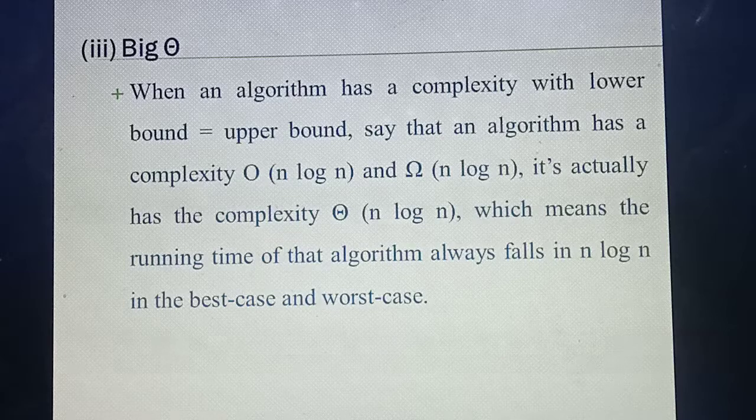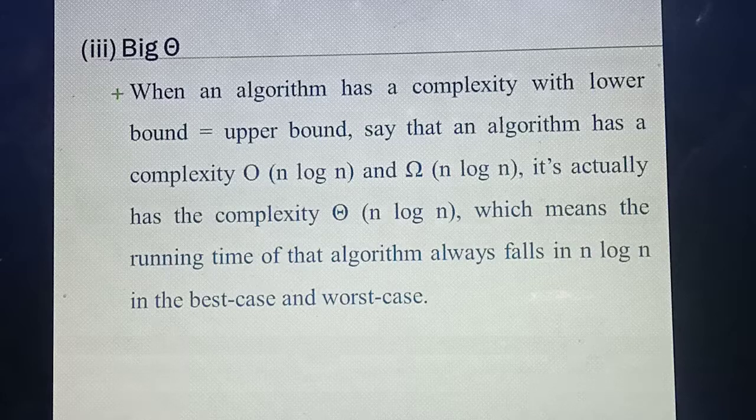What are the 3 asymptotic notations? Big O, big omega and big theta. Big O always determines the worst case of an algorithm. Big omega is just the opposite of big O, it determines the best case. Big theta means the best case is equal to the worst case, so you calculate a formula. What's the formula? O of n log n and omega of n log n, which means it needs to fall within theta of n log n.